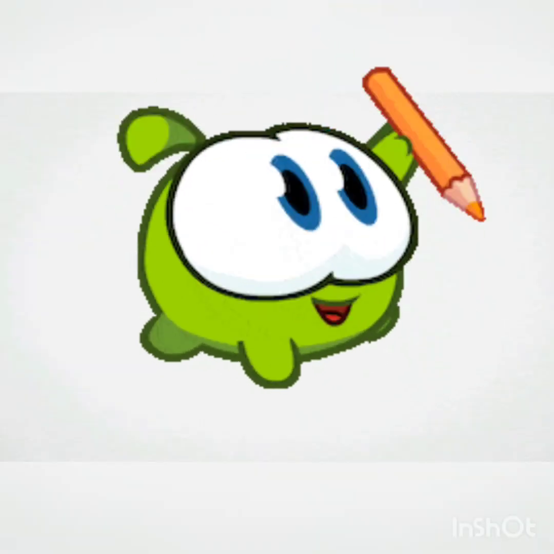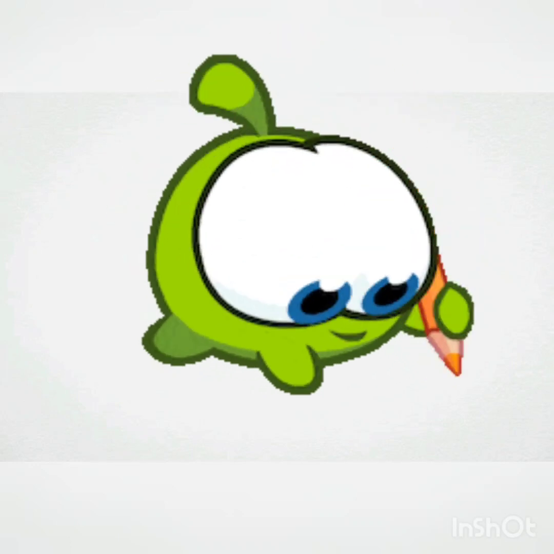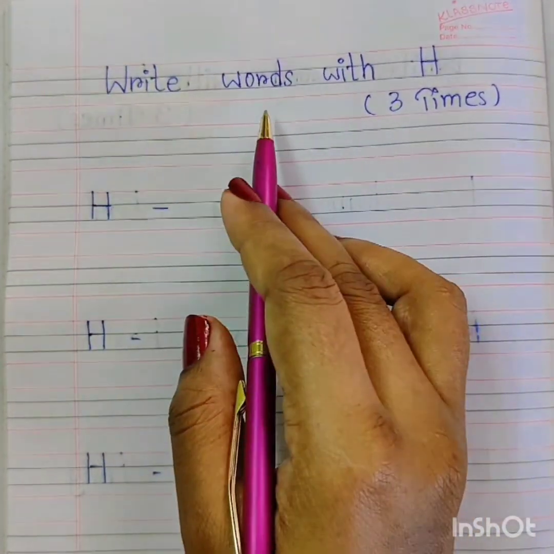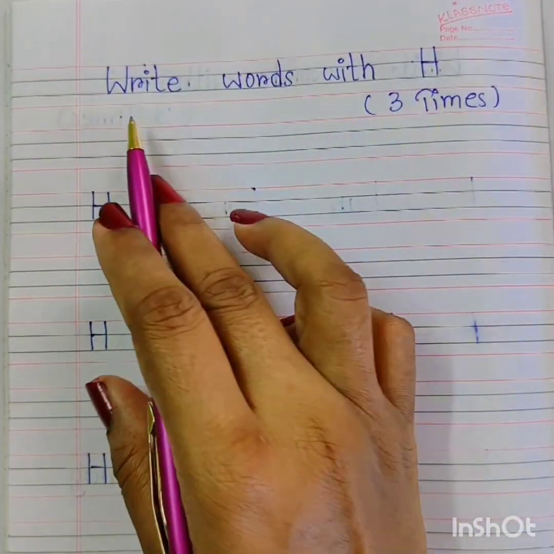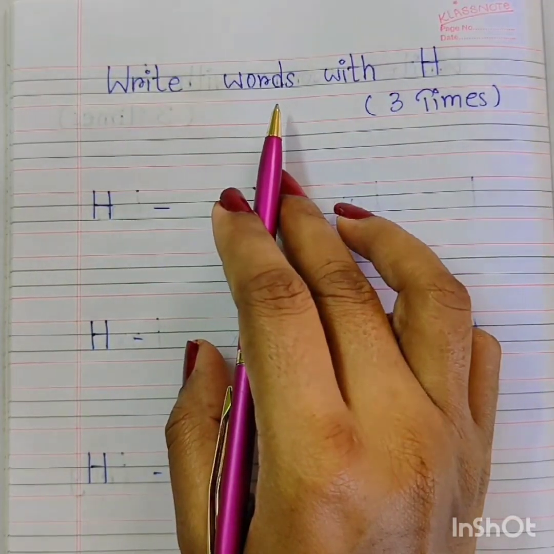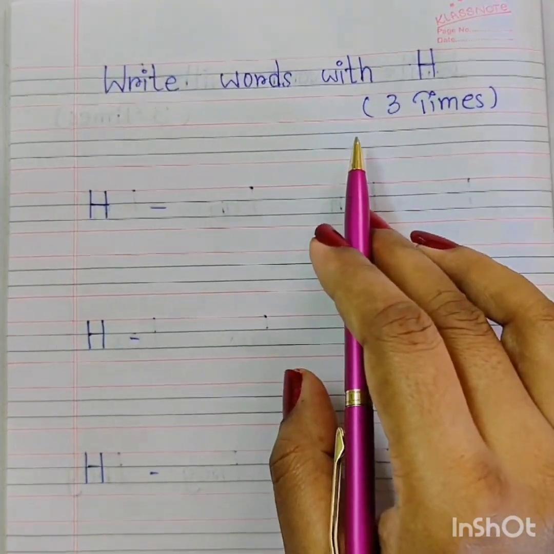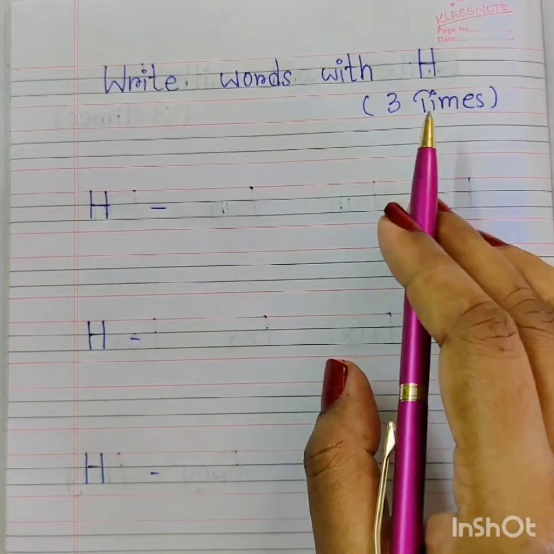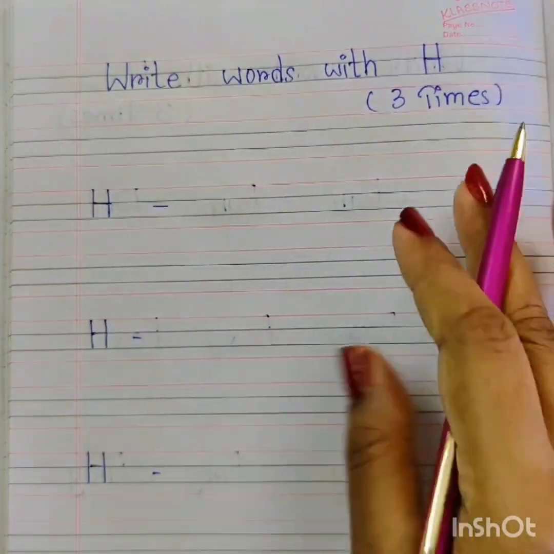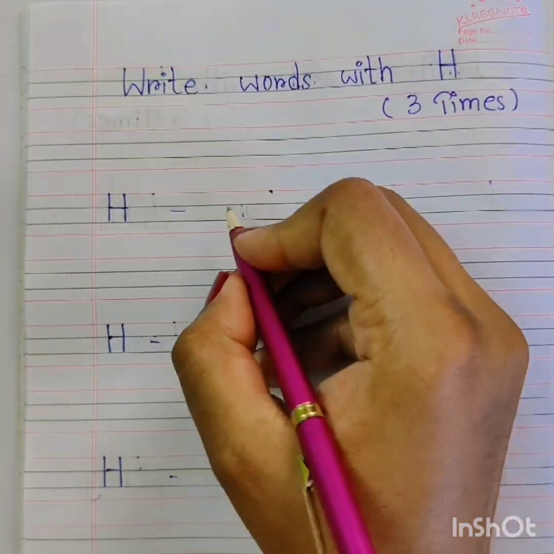And now we will write down these words in our copy. So take out your pencil eraser and your English copy. Write words with H. W-R-I-T-E. Write words. W-O-R-D-S. Words with. W-I-T-H. With H. So kids, you will write each word 3 times. Okay? And now our first word with H is hen.